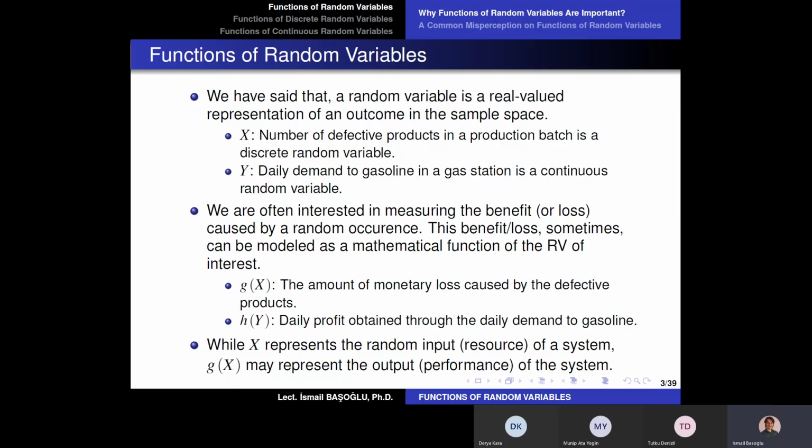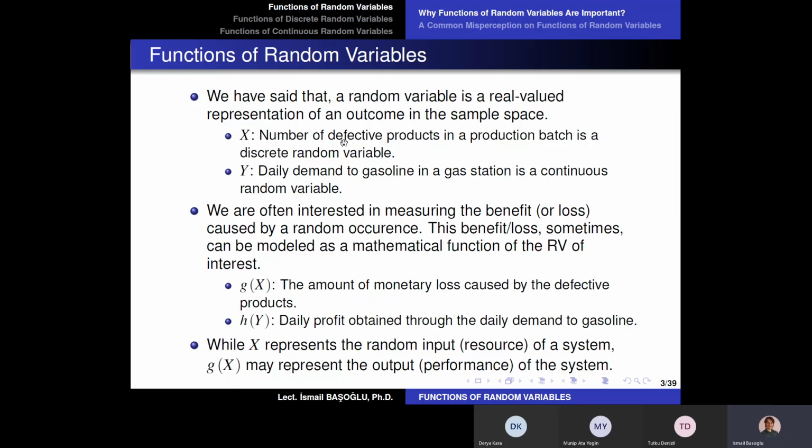So a normal distribution can be a good candidate for modeling the daily demand for gasoline in a gas station. Now, but why have I given these examples? So let's read the next sentence. We are often interested in measuring the benefit or loss caused by a random occurrence, right?